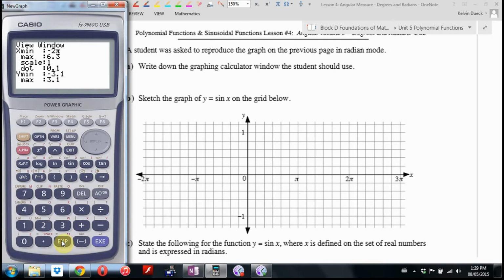Now, as soon as you hit enter, it's going to convert it to a decimal. Okay? You guys are doing this, yes? Get your calculator out. You're typing this in. You're changing the view window with no hands touching. Okay. Max x is 3 pi. Scale. Let's go by pies.